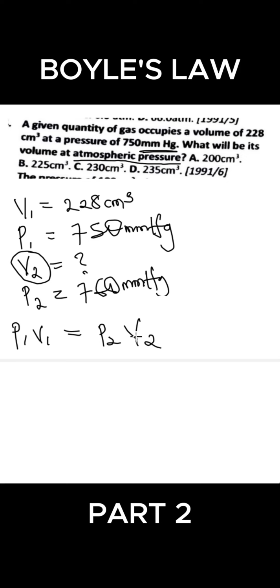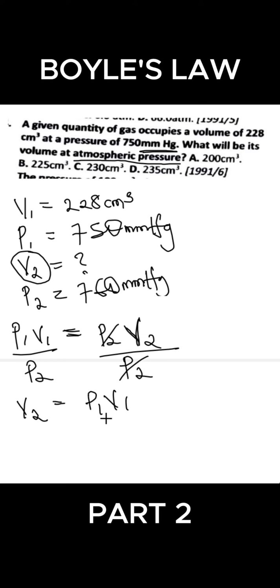The next thing you do is make V2 the subject of the formula, meaning make V2 stand on its own on one side. How do you do that? You divide both sides by the coefficient of V2. The coefficient of V2 means the thing that is close to V2, which here is P2. So divide both sides by P2, so that this P2 will cancel this P2 and only V2 will remain alone. So you can write that V2 is equal to P1 V1 over P2.